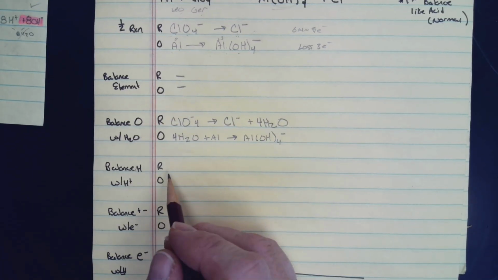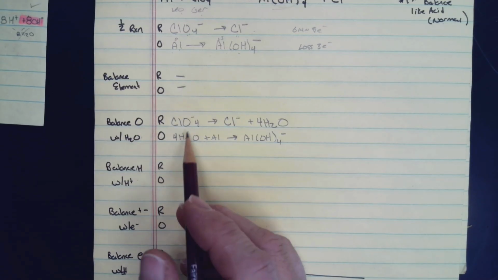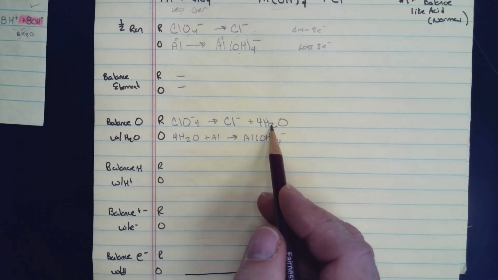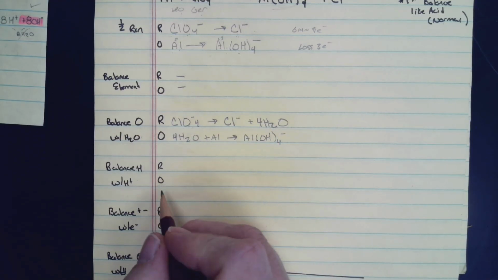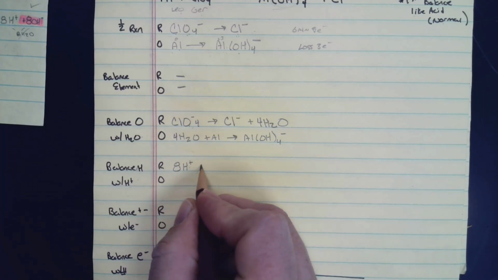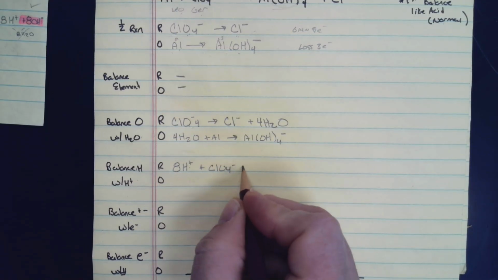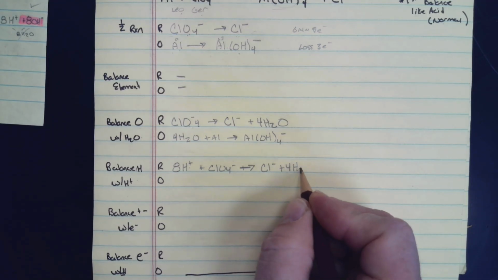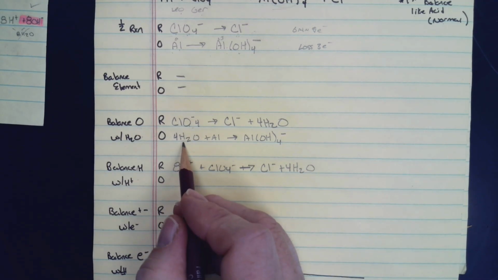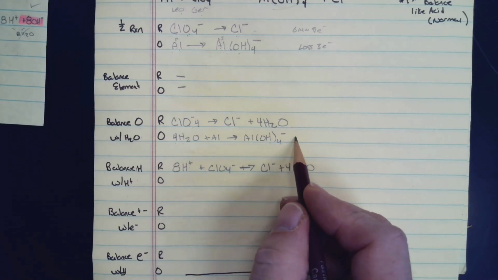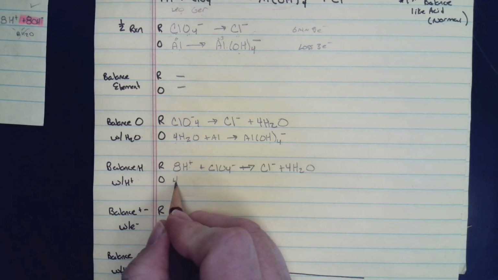Now we balance with hydrogens. We balance the hydrogens with this. And I have 8 hydrogens here because I added the water in. I've got none on this side, so I'm going to have to add 8 hydrogen ions. And it's the same steps here. Here I have 8 oxygens. Here I've got 4. So I'm going to have to add 4 more hydrogens to this side.